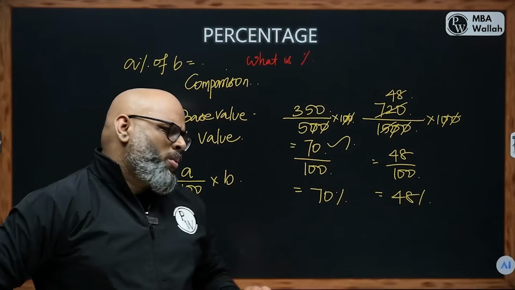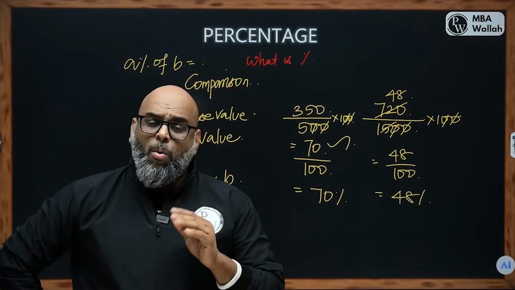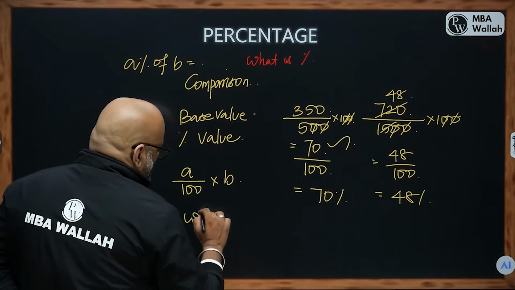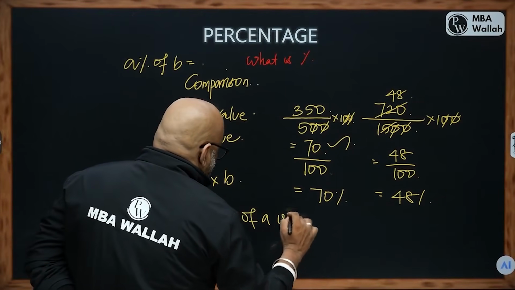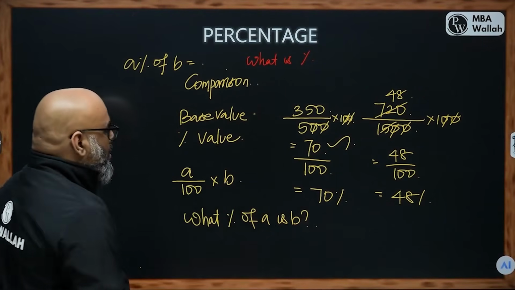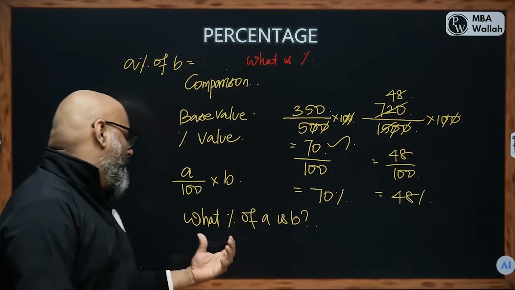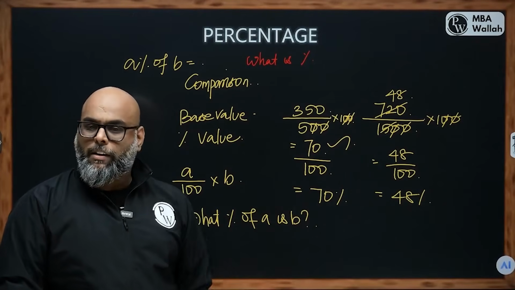When I say A percentage of B, that is where we get our value, which is written as A by 100 into B. Clear? So the moment you plug this in and know how to write it, we are through. Now if the question goes, what percentage of A is B? Here the question would have been, what is A percentage of B? Here the question is, what percentage of A is B? So the word shifts to a different place.